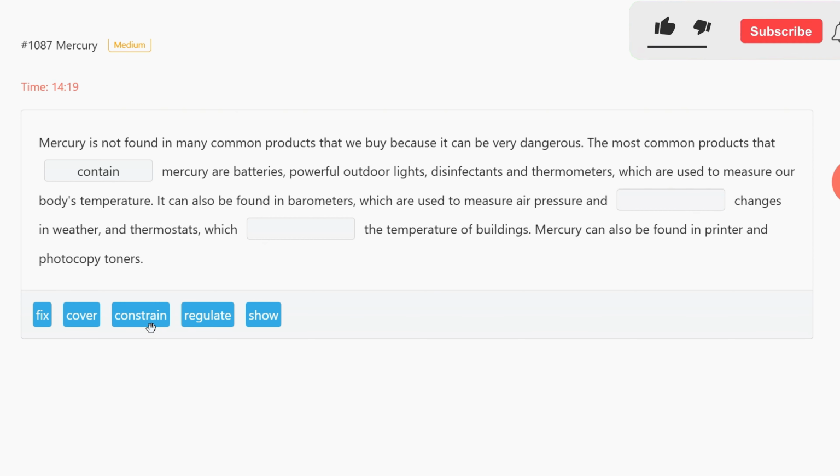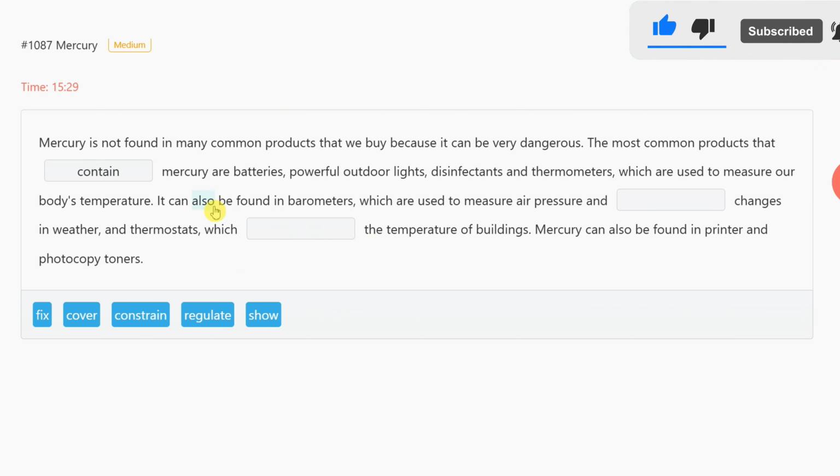Next one is constrain, which means to limit or restrict, but the sentence is about products having mercury inside them. So that's why we haven't selected constrain. For example, rules constrain how mercury is used in manufacturing. Next is regulate. Regulate means to control or maintain, but does not fit with mercury presence in products. For example, the government regulates mercury emissions. Next one is show. Show means to display, right? But mercury is a component, not an observable feature. This experiment shows how mercury reacts to temperature changes. Make sense? So the right option is contain.